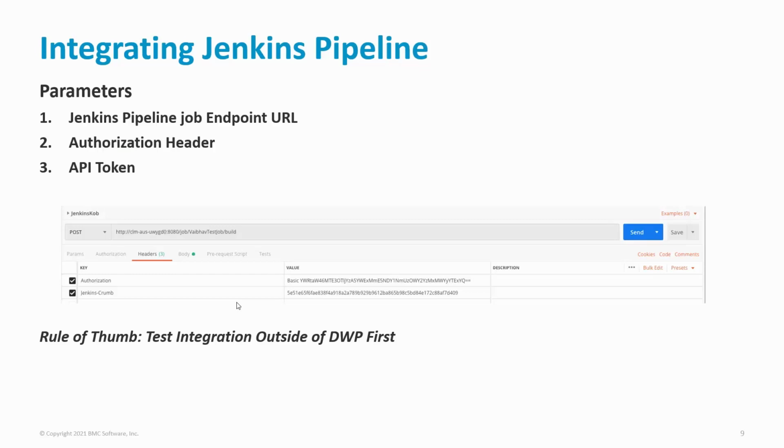Again, the rule of thumb to make any service catalog creation successful is to test the REST API integration outside of Digital Workplace Catalog first, to make sure that you are able to invoke it successfully. Now we have looked at this Postman example and were able to invoke the Jenkins job. Let's move ahead and see if we can build a service out of it.